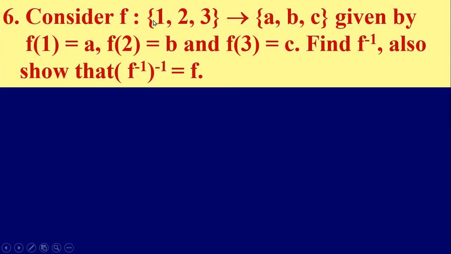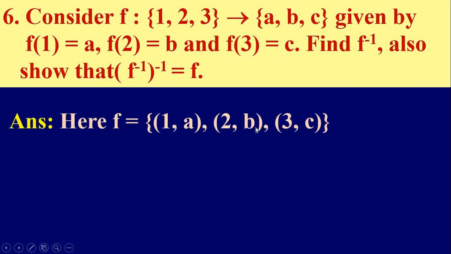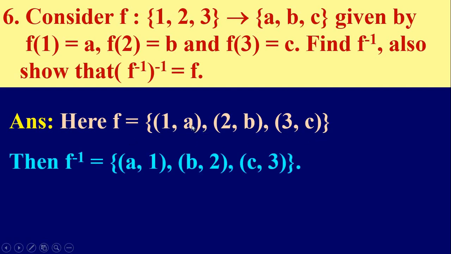So next problem, consider f from {1, 2, 3} to {A, B, C} given by f of 1 is A, f of 2 is B, f of 3 is C. Find f inverse. Also show that f inverse whole inverse is f. Now here it is given f of 1 is A, f of 2 equal to B, f of 3 equal to C. And we can write f is {(1,A), (2,B), (3,C)}. That is 1 related to A, 2 related to B and 3 related to C. So then f inverse is A related to 1, B related to 2 and C related to 3. That is {(A,1), (B,2), (C,3)}. So f inverse is {(A,1), (B,2), (C,3)}.